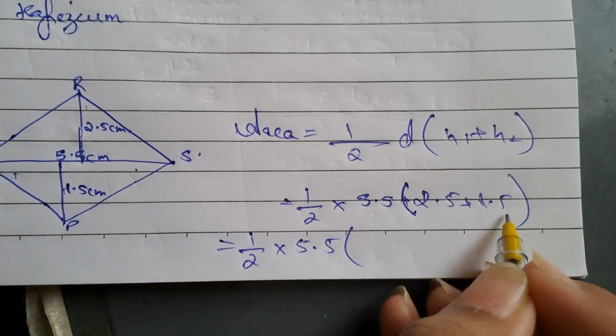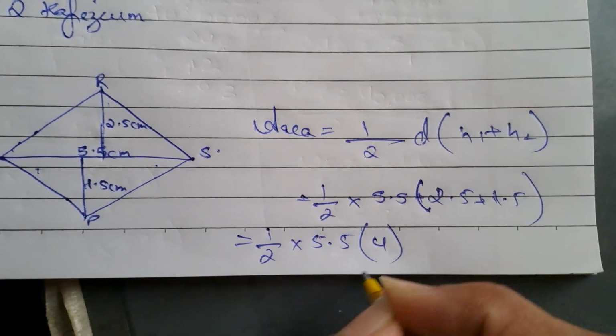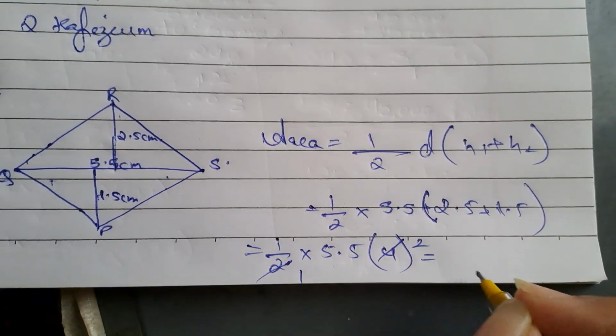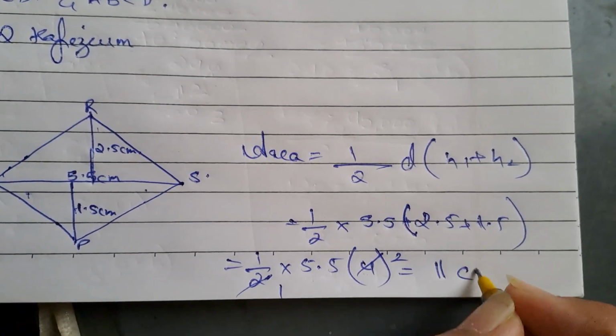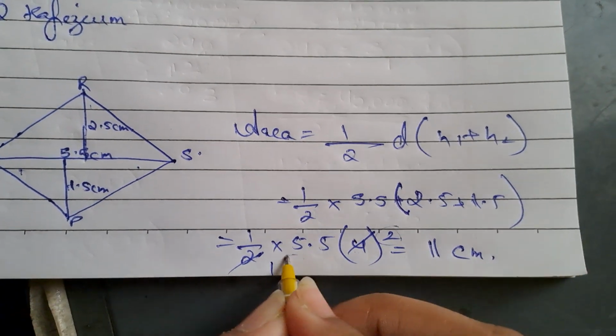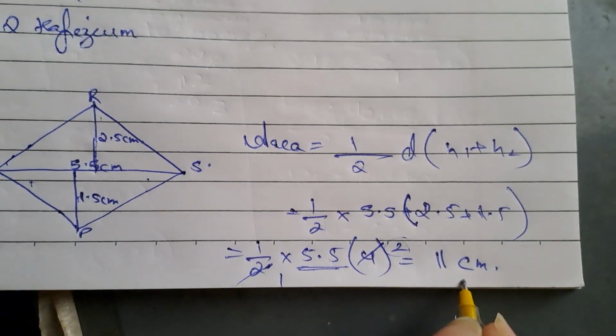This will be 2.5, that is going to be 3, 4. 4, 2, 1 times, 2 times. So this is going to be 11 centimeters. Because this 2 multiplies with 5.5, it is going to be 11 centimeters. That will be the first one, example 1.